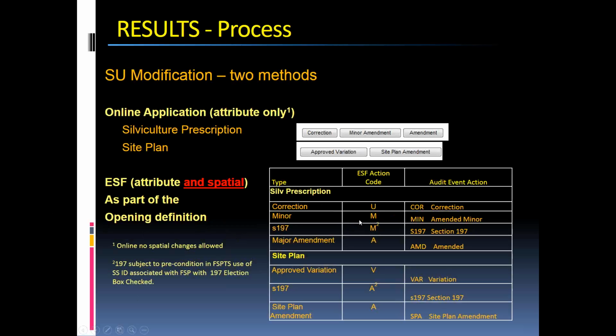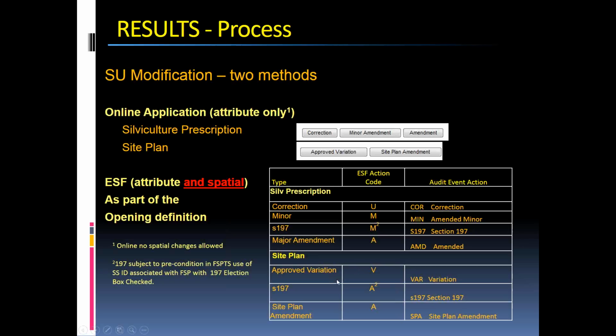M is for minor amendment. We have the ability to do a Section 197 rollover, but the action code that's used is an M for minor amendment. I didn't say that, but in the online component, the minor amendment button can be used for a Section 197 rollover if you're choosing to do that online. And then we have a major amendment requiring approval, which uses the action code of A.